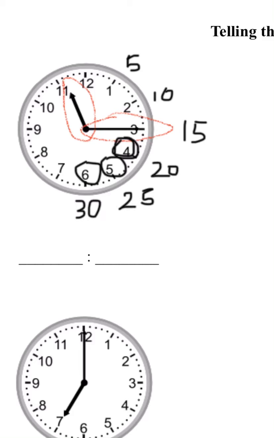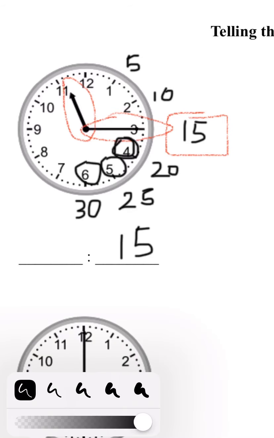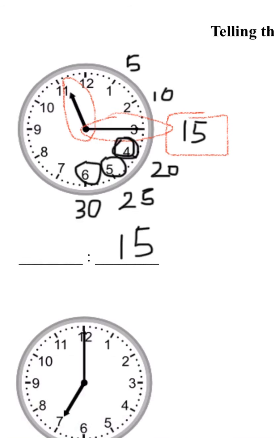So here it's pointing at 15, right? So our minute is going to be 15. And right here, it's pointing right between 11 and 12, right? It's pointing between 11 and 12, so that means it's 11, okay? So it's 11:15.